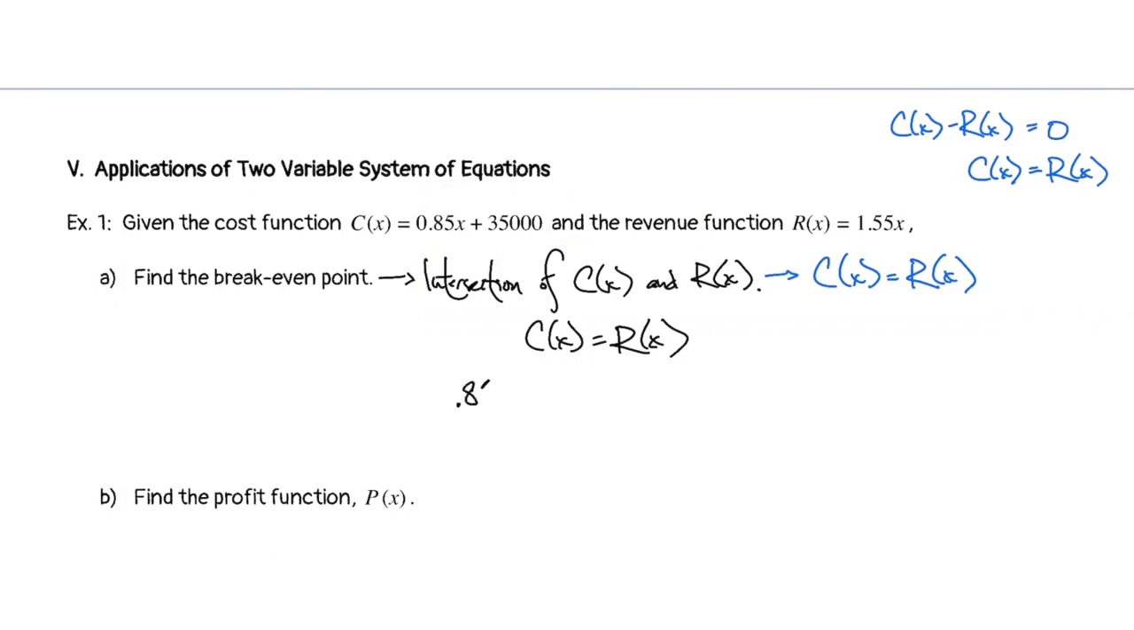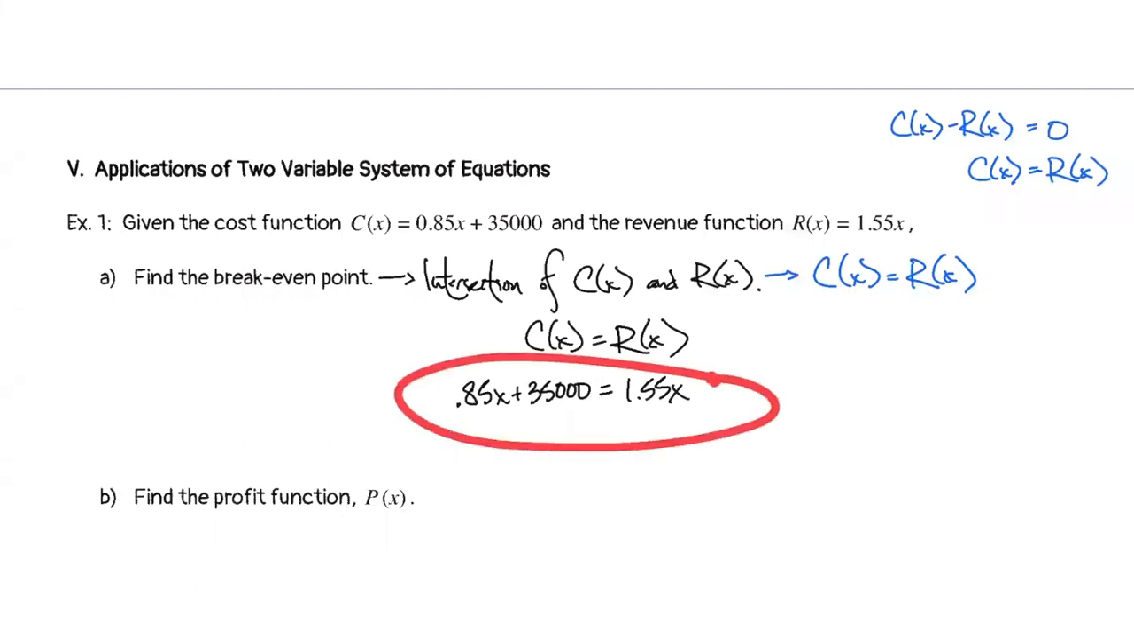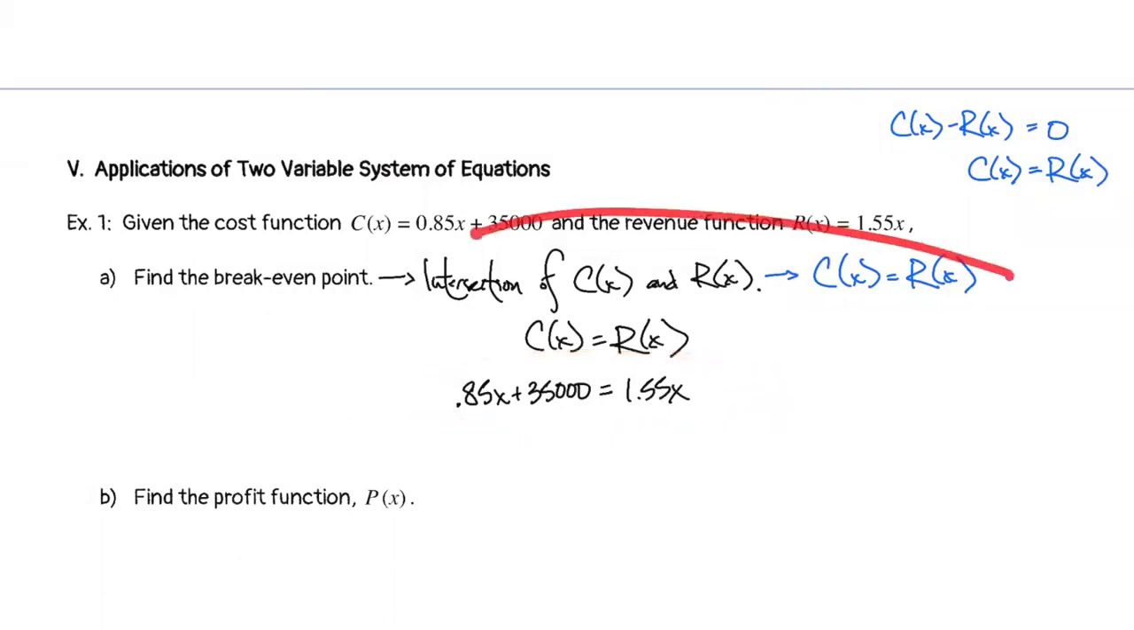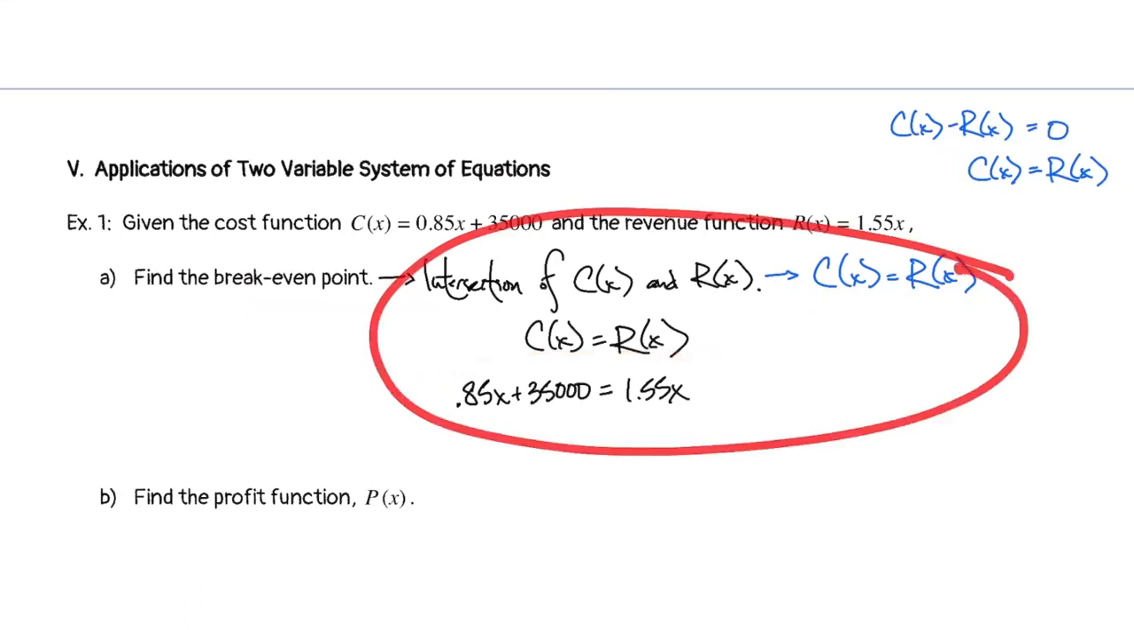So 0.85x plus 35,000 equals 1.55x. All right. Now, if I had given you this equation, yeah, it has decimals, but I feel like we would be able to solve that pretty confidently, right? And so part of this is really about creating the equation. Not just can you solve it, but how do you get to the equation?